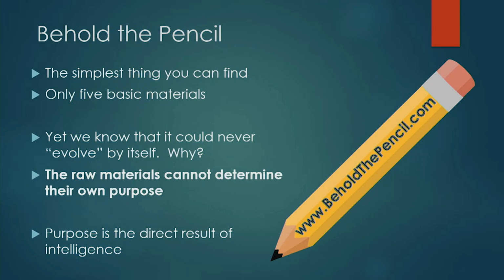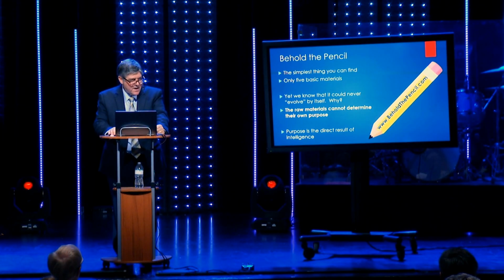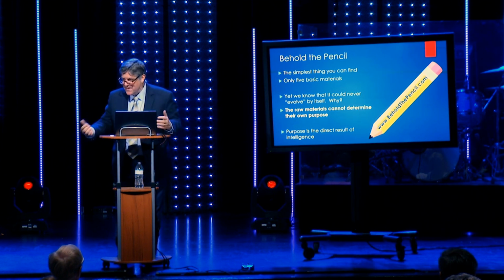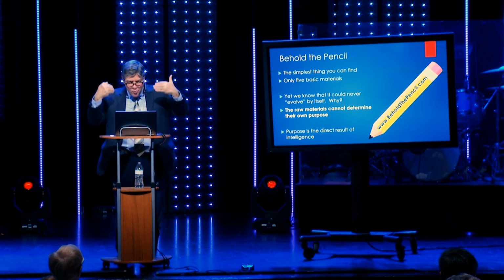I'm so taken with this pencil analogy that I even have a website called beholdthepencil.com. It's on your pencil, by the way. So how is it possible that we know intuitively that a pencil could never evolve through a random process, and yet we're supposed to believe that something as complex as we are evolved from an unguided random process?